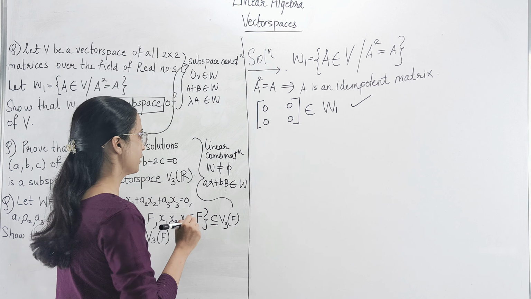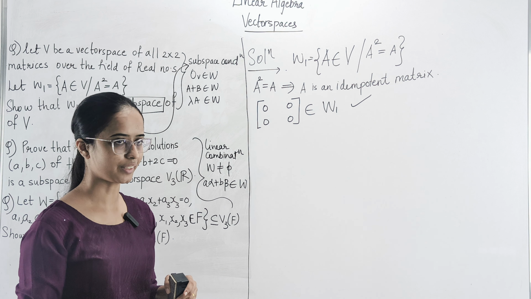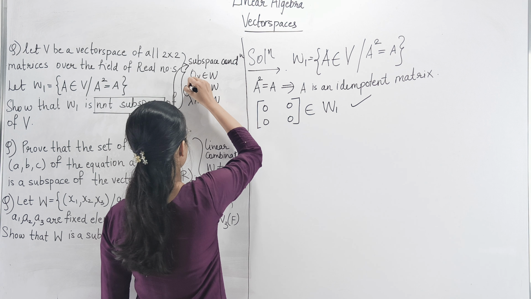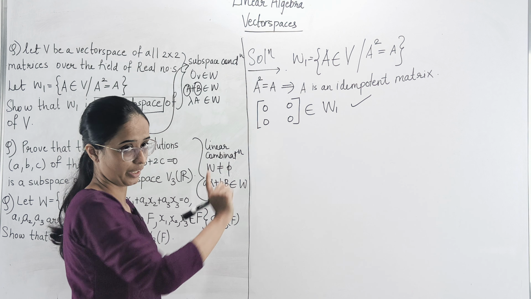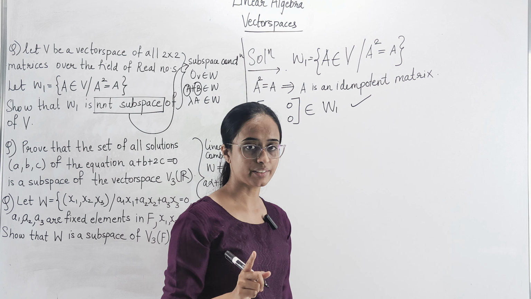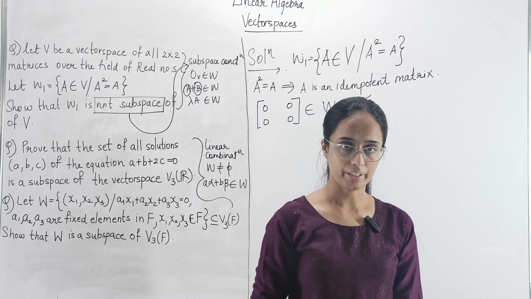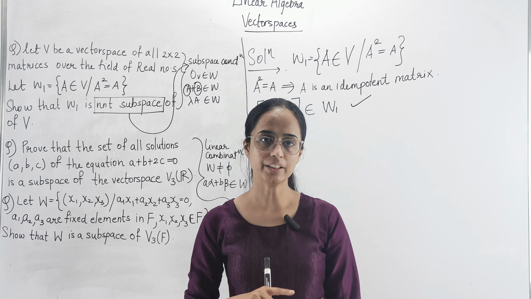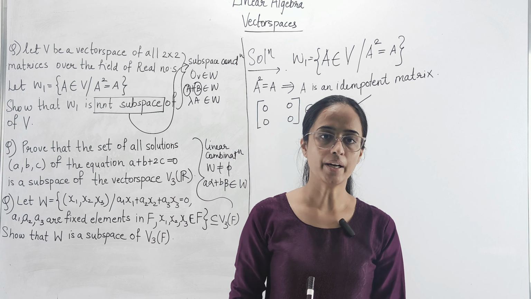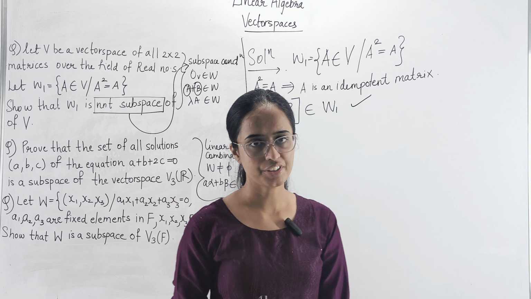Your condition number 1 is satisfied. Now let's move on to the next condition. Here you would be needing two vectors A and B which will be in W. The condition is that you take two vectors which are in W, and then it should be closed under addition, meaning the addition of those two vectors should again come out to be an idempotent matrix.